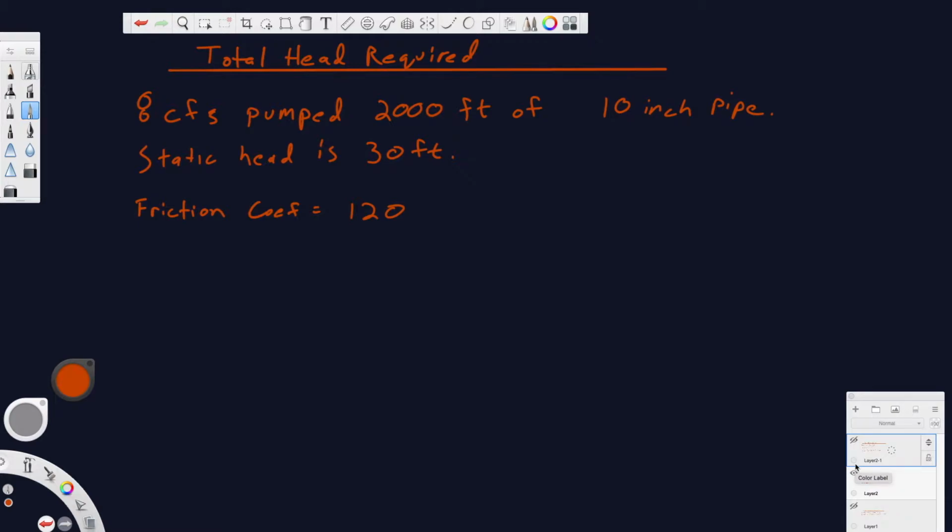Alright, so let's get started on our first example here. What we have is a system where we want to size a pump, and what we need to do is find the minimum required head that this pump needs to provide. For this system, we want to supply 8 cubic feet per second along 2,000 linear feet of 10-inch pipe. We have a static head of 30 feet, and the friction coefficient is 120.